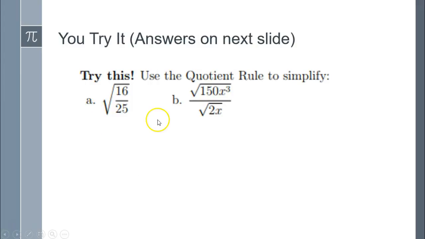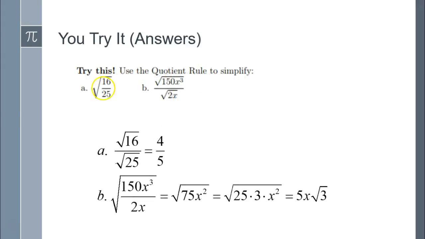So you try these. They're similar using the quotient rule. Stop the video, come back, and we'll go over the answers. Okay, you're back. Here we go.